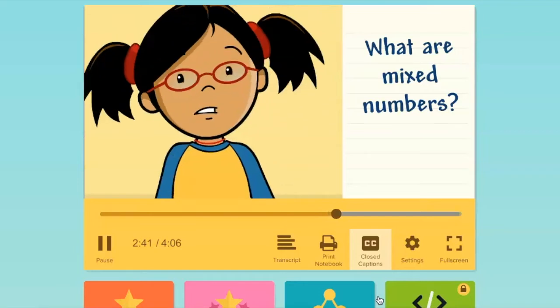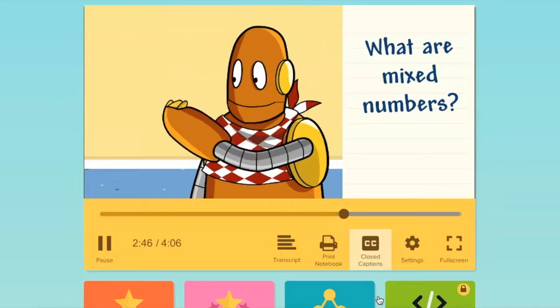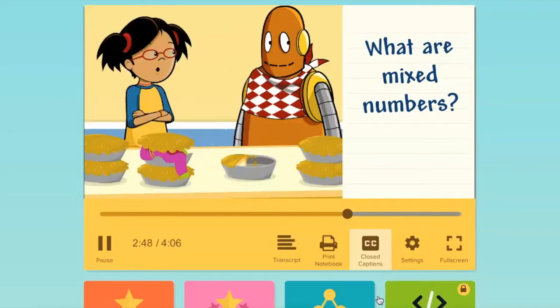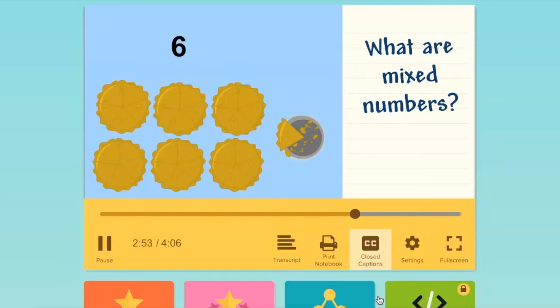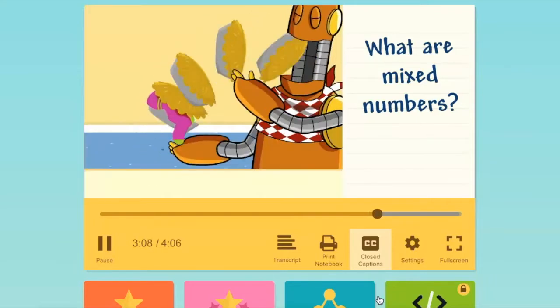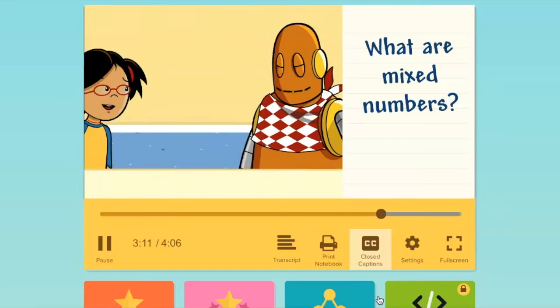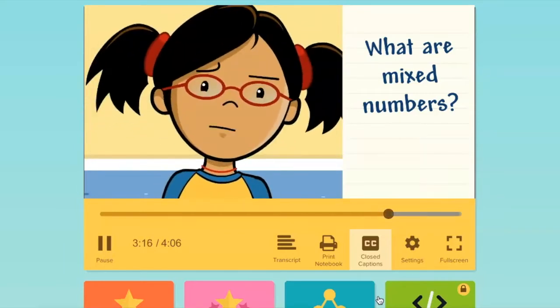Wait a minute, is that a hammer and newspaper sandwich? How many pies do you have? There are 6 whole pies. The last pie has 1 out of the 5 slices left, or 1/5 left. So you have 6 1/5 pies. Moby, did you just eat a sock pie? Was the sock clean?